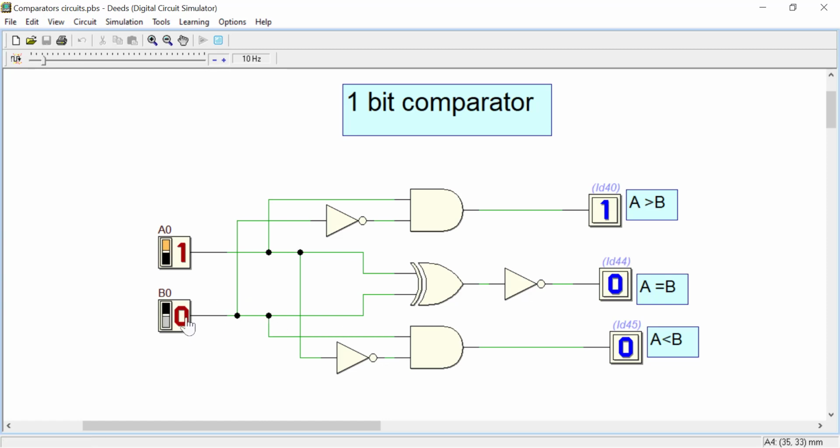If I make 1 0, that means A0 is greater than B0. That means A greater than B. You can see A greater than B is enabled. If I make B0 1 and A0 0, in this case your A is less than B, so you can see A is less than B is enabled. This is how we can construct a 1-bit comparator and cross check our results. Now I am going to show you how to construct the 2-bit comparator in a moment. Now let's start with 2-bit comparator.